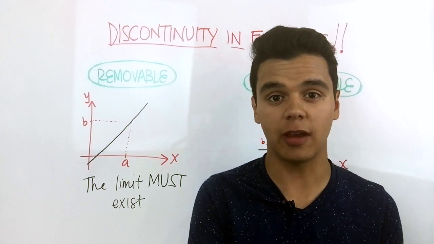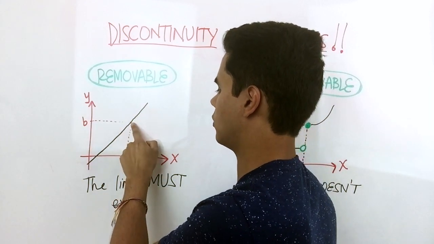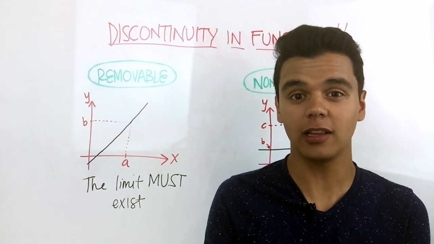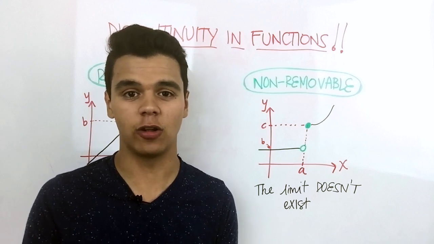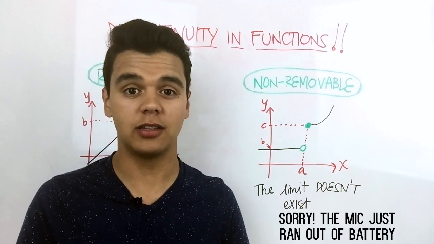However, let's just think about what we just did. So we were on our road, we found a hole, we just filled it. But what really made that possible was the fact that our limit existed. However, there's another type of discontinuity and it's called the non-removable one. So talking as mathematical as possible, our limit does not exist.